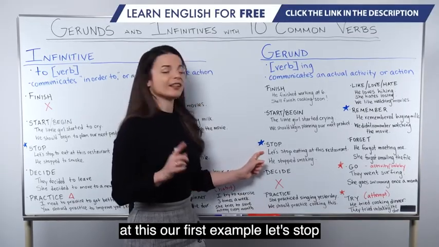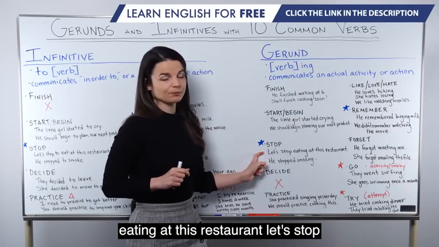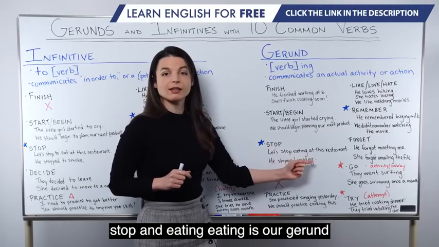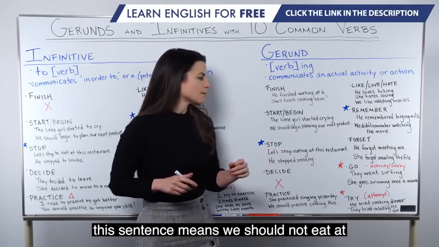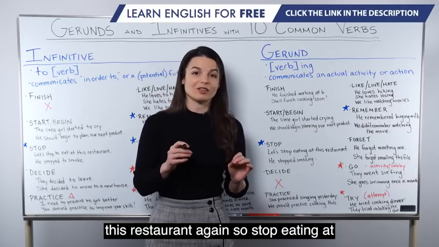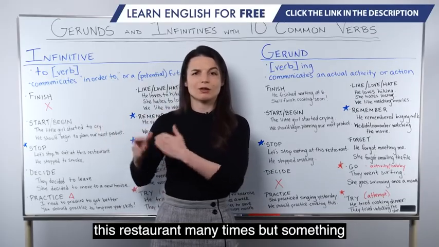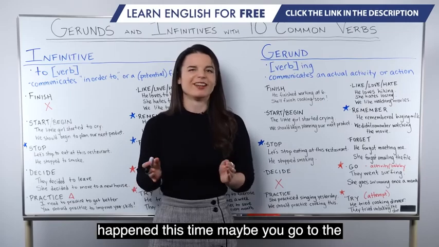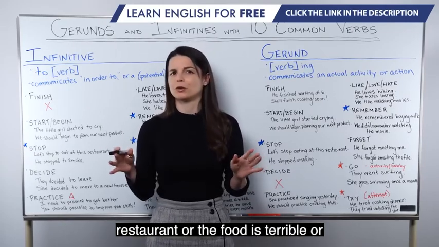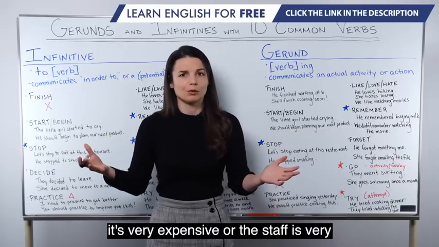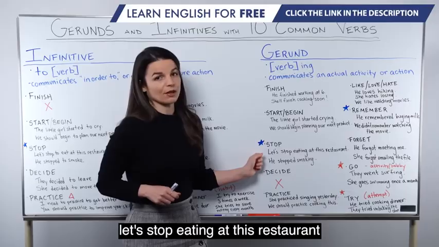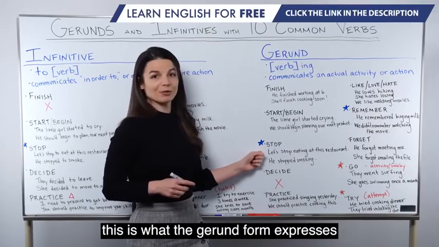Our first example, let's stop eating at this restaurant. So we have stop and eating. Eating is our gerund. This sentence means we should not eat at this restaurant again. So stop eating at this restaurant means maybe we ate at this restaurant many times, but something happened this time. Maybe you go to the restaurant and there are bugs, or the food is terrible, or it's very expensive, or the staff is very rude. Something bad happens, and you say, let's stop eating at this restaurant. This is what the gerund form expresses.